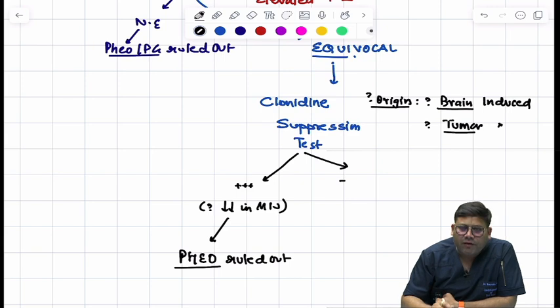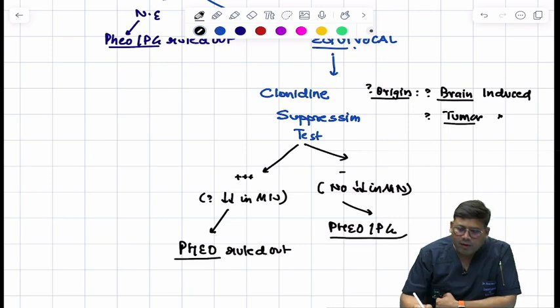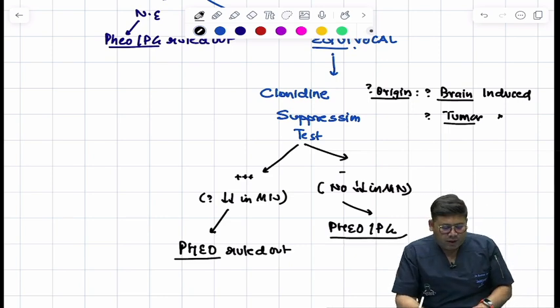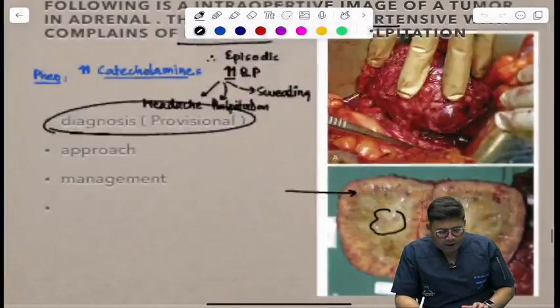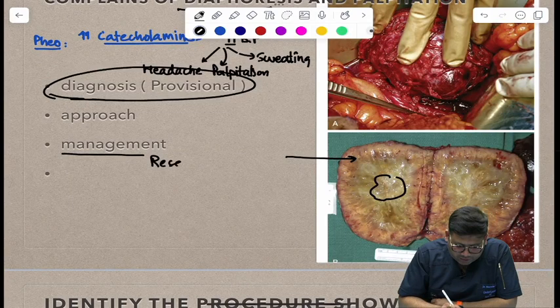If it is negative, if there is no suppression, that is, no decrease in metanephrine is seen, then that means it is due to FIO or paraganglioma. This is what is mandatory. So what is the management? We have done everything. The management is that resection has to be done.